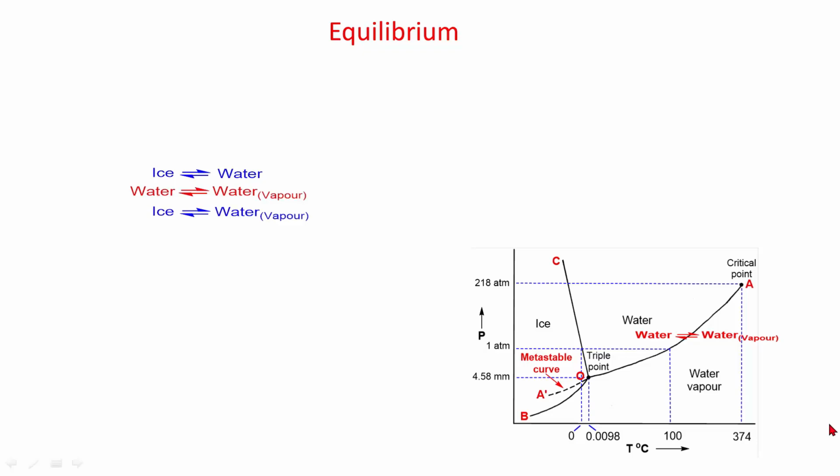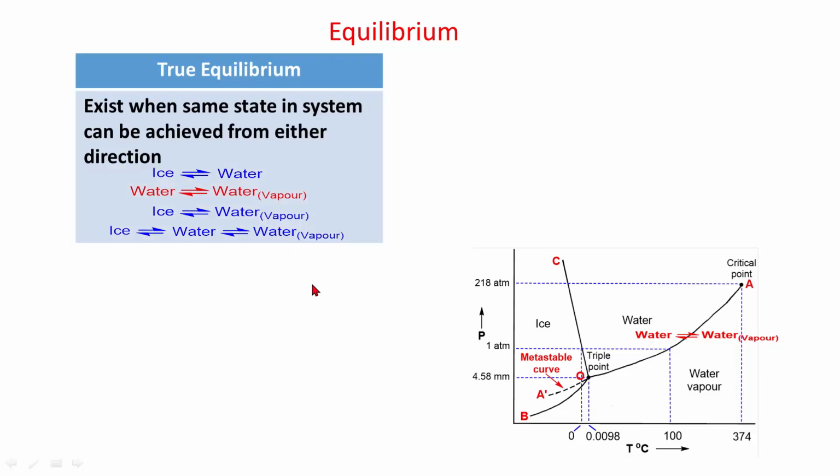What is the difference between equilibrium and metastable equilibrium? We have seen these are the equilibrium states along the lines, and this is equilibrium at a point. These represent true equilibrium. True equilibrium is the one which exists when the same state in the system can be achieved from either direction. Ice can go to water and water can go to ice depending upon the temperature.